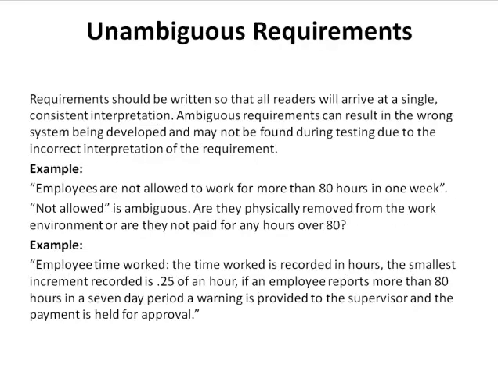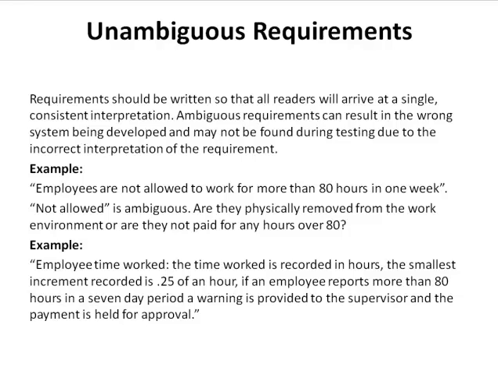Unambiguous requirements. Requirements should be written so that all readers will arrive at a single consistent interpretation. Ambiguous requirements can result in the wrong system being developed and may not be found during testing due to the incorrect interpretation of the requirement, right? You don't even know when you're testing it that it's wrong because you've interpreted it that way.